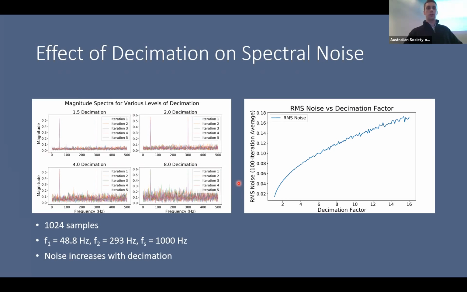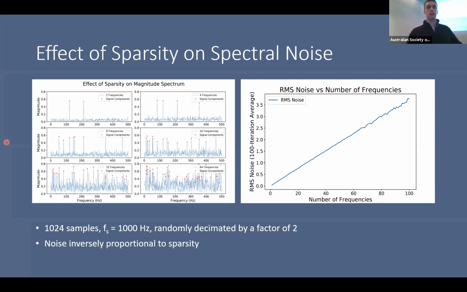So sparsity also: if we decrease the sparsity of a signal by increasing the number of signal peaks that we want to reconstruct, then we also notice an increase in the noise level. And this appears to be a somewhat linear relationship.